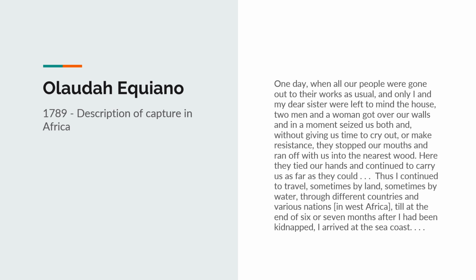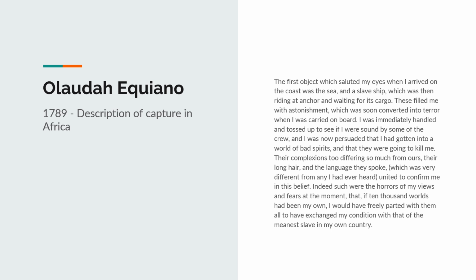Thus I continued to travel, sometimes by land, sometimes by water, through different countries and various nations in West Africa, till at the end of 6 or 7 months after I'd been kidnapped, I arrived at the seacoast. The first object which saluted my eyes when I arrived on the coast was the sea, and a slave ship which was then riding at anchor and waiting for its cargo. These filled me with astonishment, which was soon converted into terror when I was carried on board.